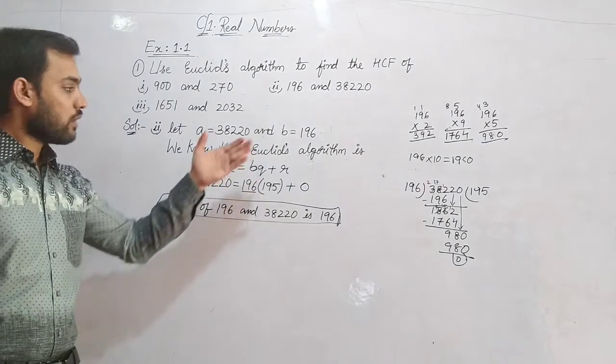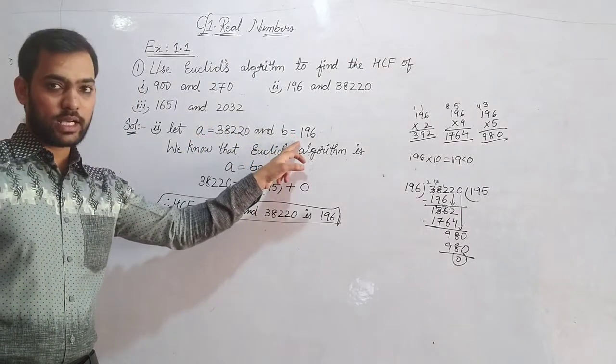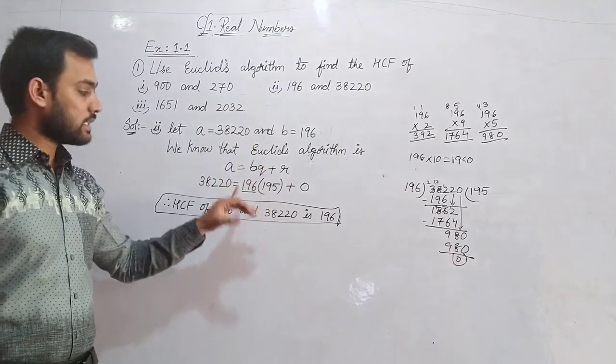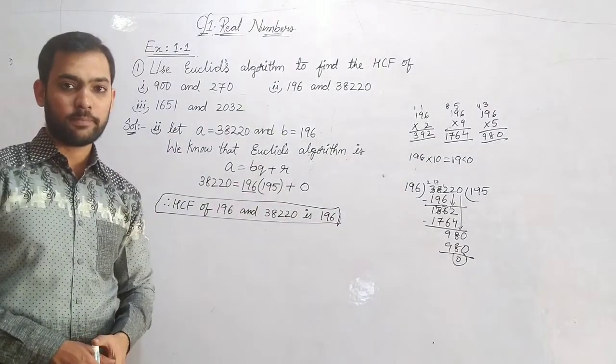Similarly here also, 196 and 38,220 you are having. So 196 ones are 196 and 196 195s are 38,220. That is the reason this number itself becomes our HCF answer. Okay? Note down.